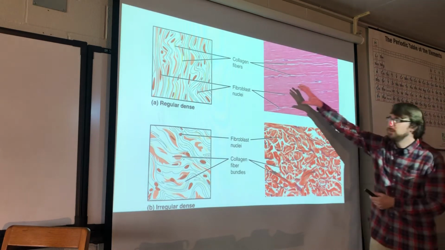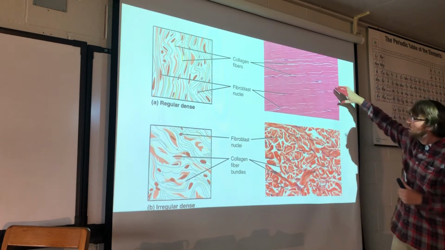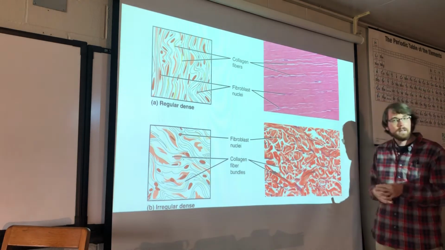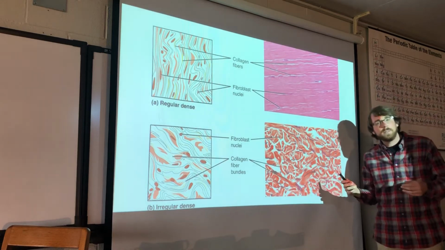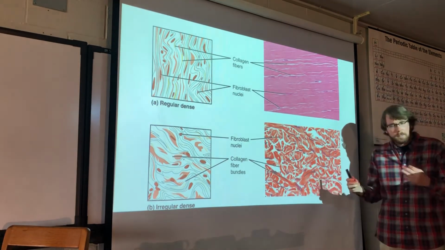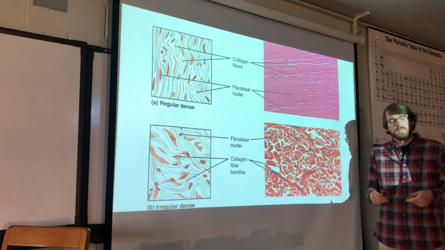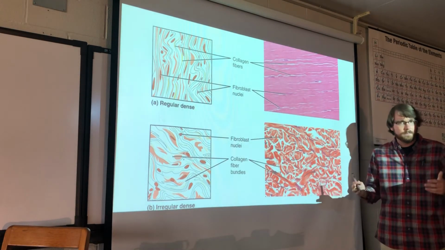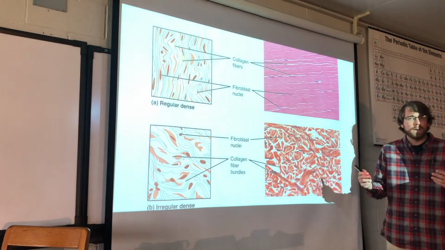So again, we have this dense, regular connective tissue. Most of this pink is just collagen fibers that are parallel. These collagen fibers are of comparable strength to man-made ropes of similar diameter. They truly are strong fibers.